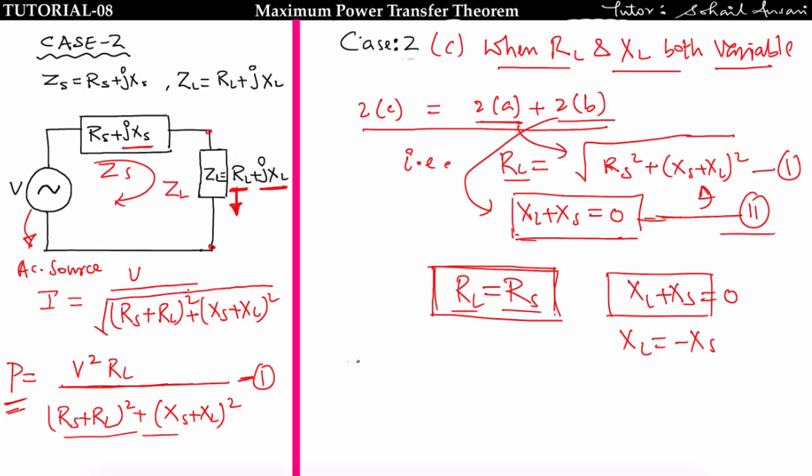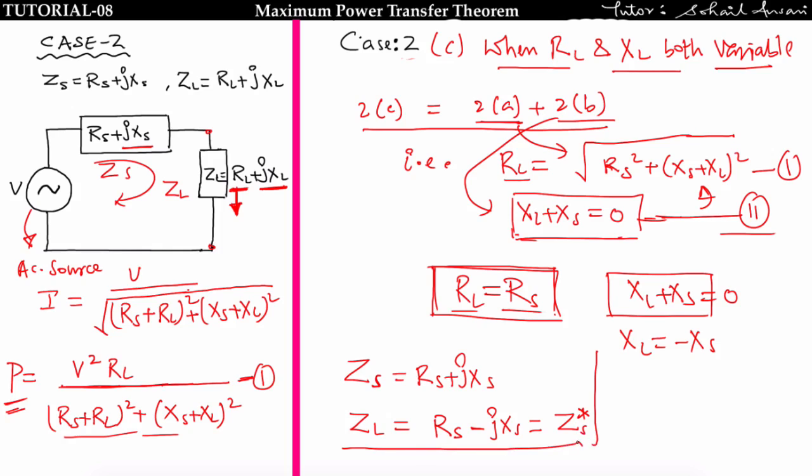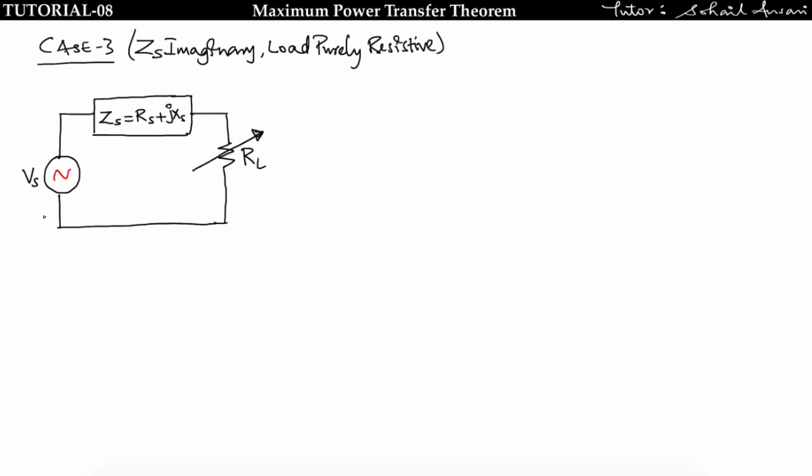This means if the series impedance ZS is given as RS plus jXS, then the load impedance ZL must be equal to RS minus jXS, that is the conjugate of the series impedance. Remember this. Now see case 3. In case 3, we have an AC voltage source in series with an impedance which consists of series resistance and series reactance, but the load contains only the resistance part, meaning the load is purely resistive.